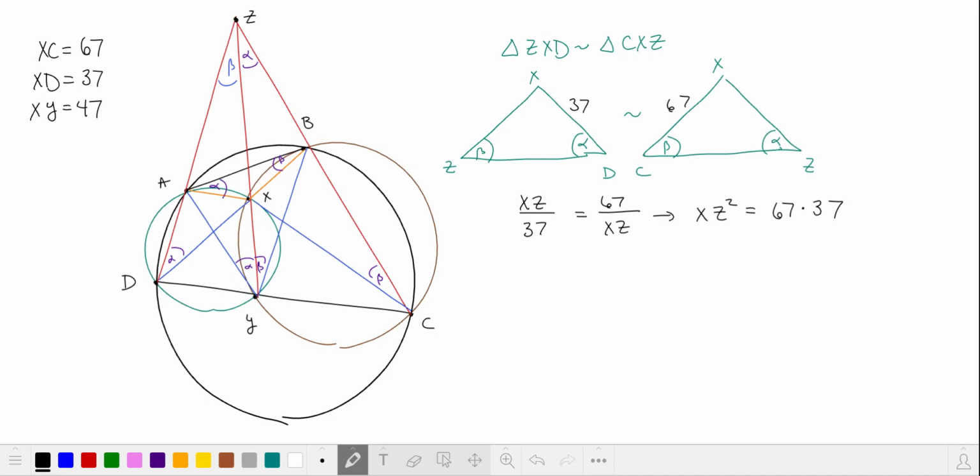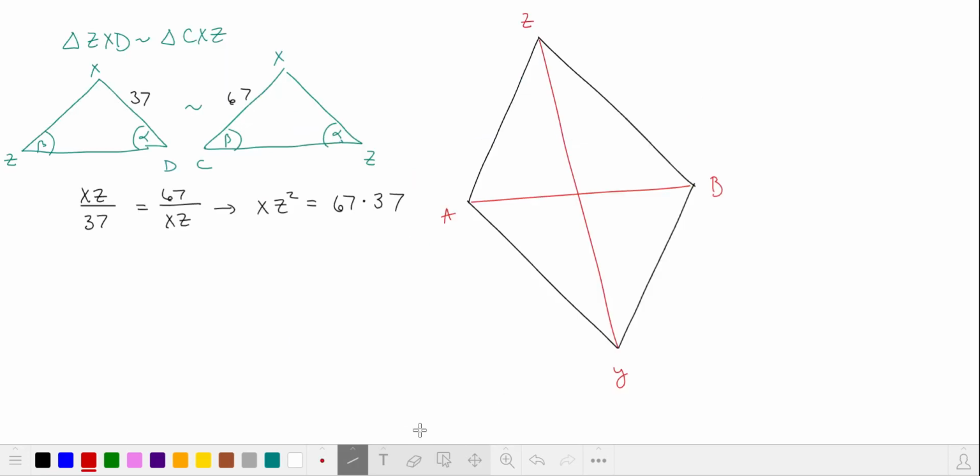Let's take a closer look at quadrilateral ZAYB. I'm going to draw it separately, and I'm going to fill in those congruent angles. Notice that angle Z and angle Y of this quadrilateral are congruent, so we have a parallelogram. Let's let point M be the intersection of YZ and AB. Because this is a parallelogram, M is also the midpoint of these two diagonals.